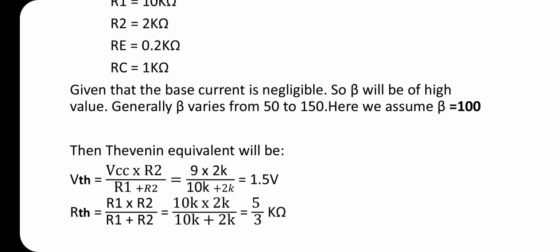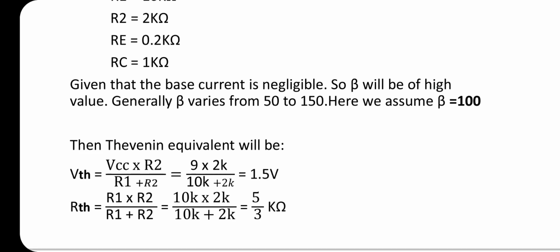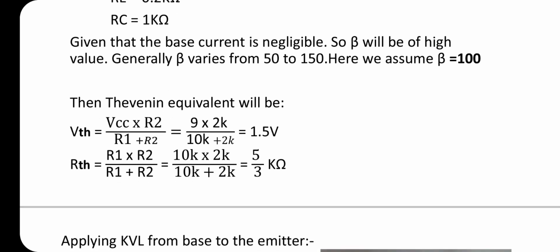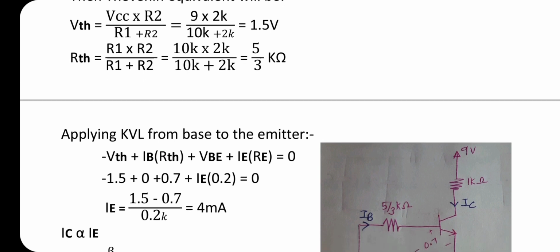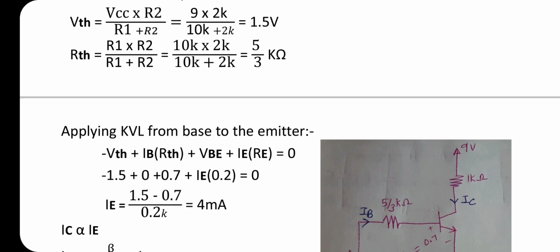Given that the base current is negligible, beta will be of high value. Generally beta varies from 50 to 150. Here we assume beta equal to 100. Then the Thevenin equivalent circuit will be VTH equal to VCC into R2 divided by R1 plus R2, which is equal to 9 into 2K divided by 10K plus 2K, which is equal to 1.5 volt. And the Thevenin equivalent resistance RTH equal to R1 into R2 divided by R1 plus R2, which is equal to 10K into 2K divided by 10K plus 2K, which is equal to 5 by 3 kilo ohm.